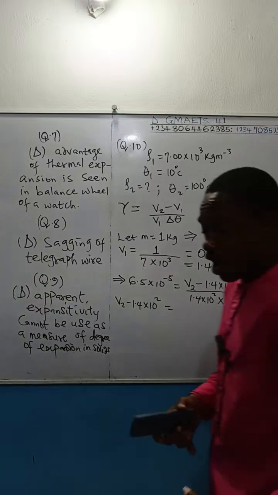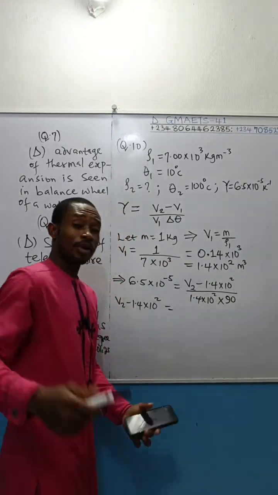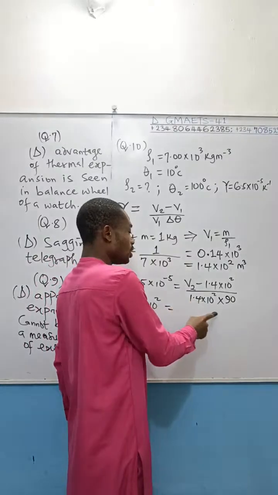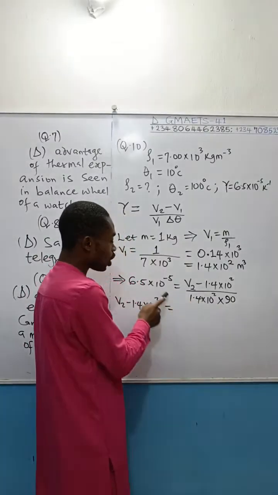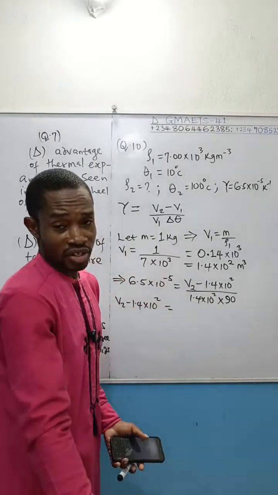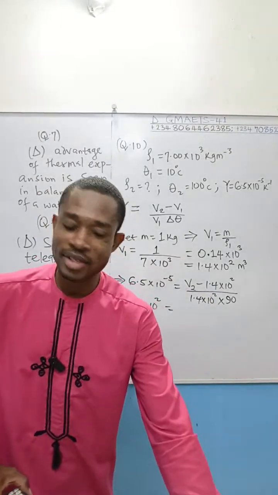Good. I've got my calculator, but this is what I'm going to do. I'll multiply 6.5 by 1.4, then times 90. Once I am done, I'll multiply by 10 raised to the power minus 5 times 10 raised to the power 2. I shall use the indices law there. That is what I've been saying.